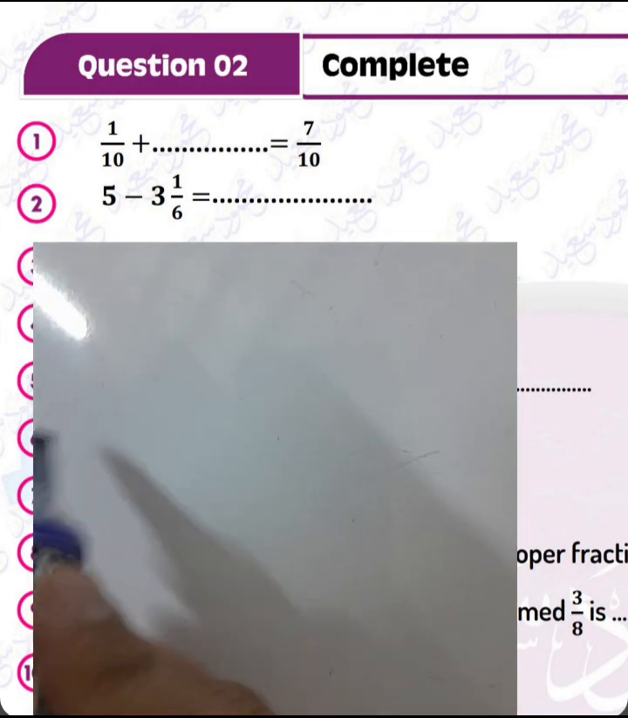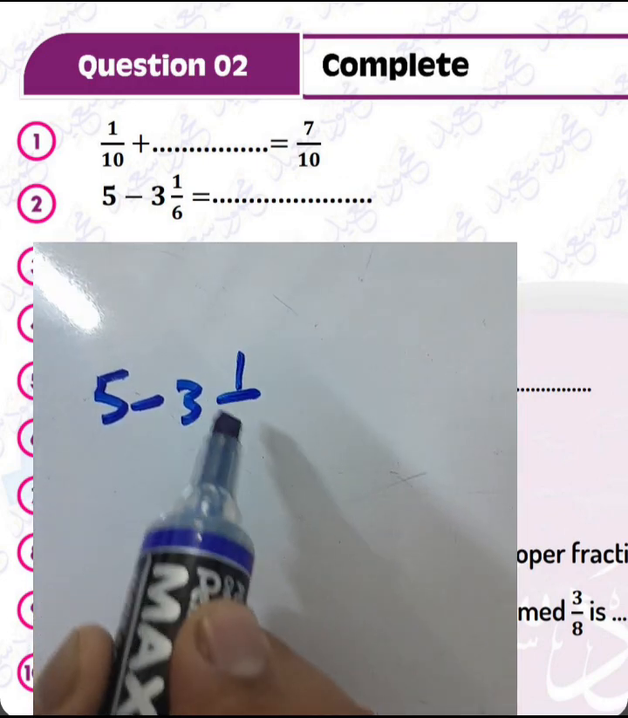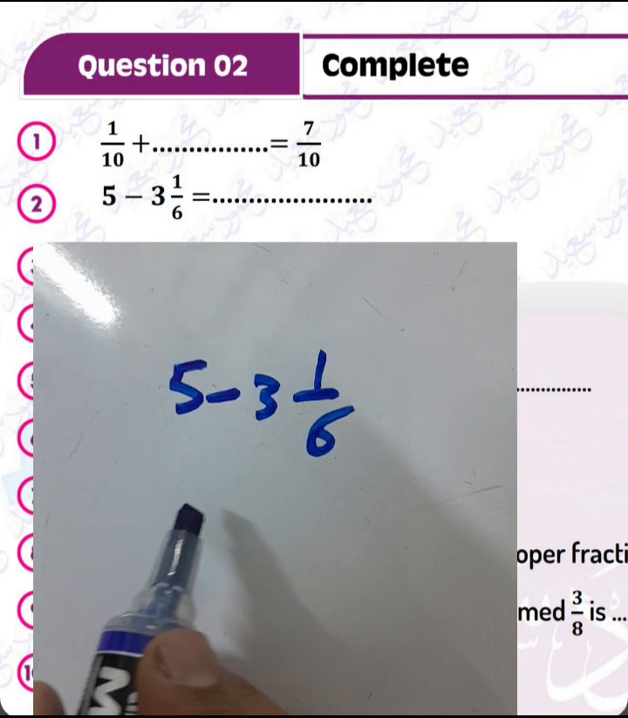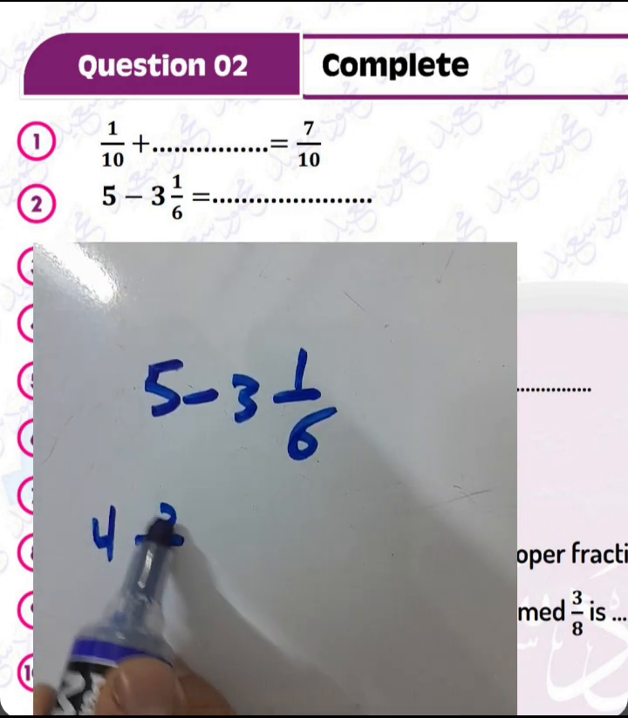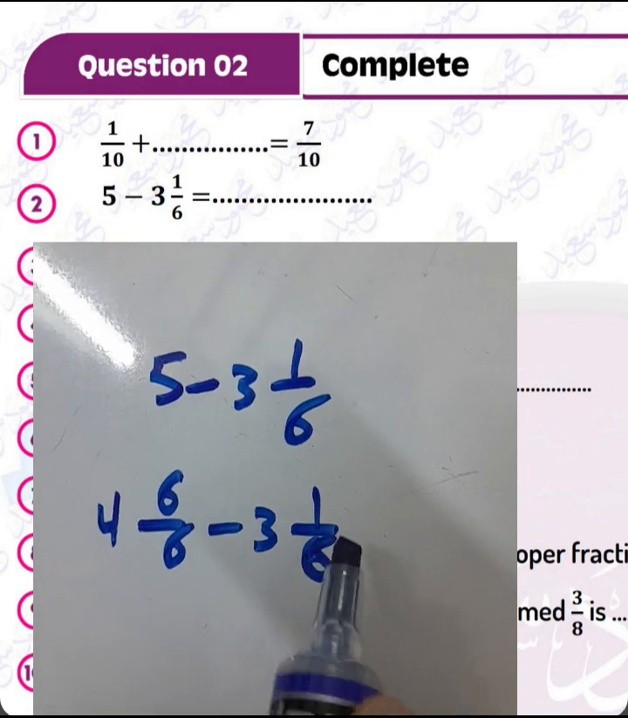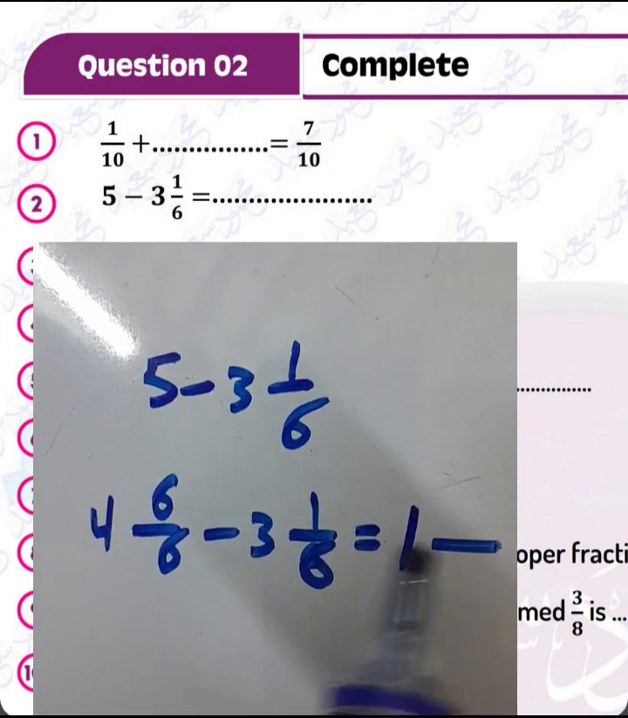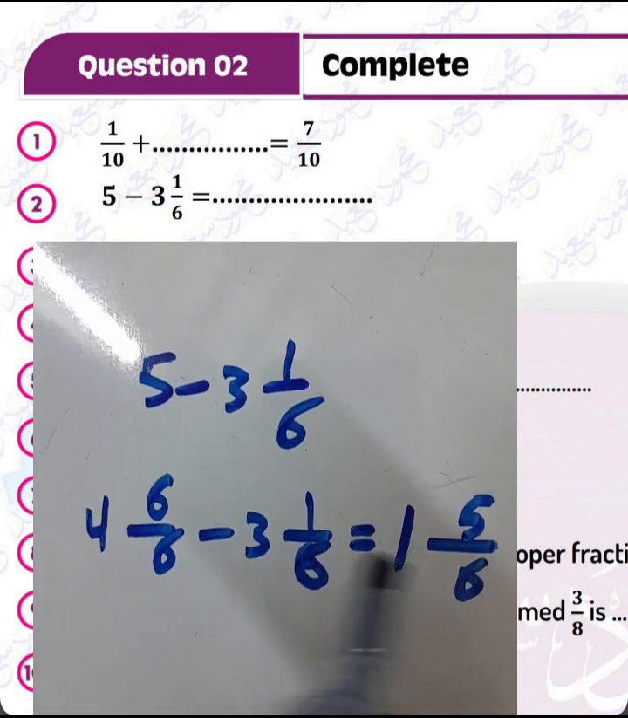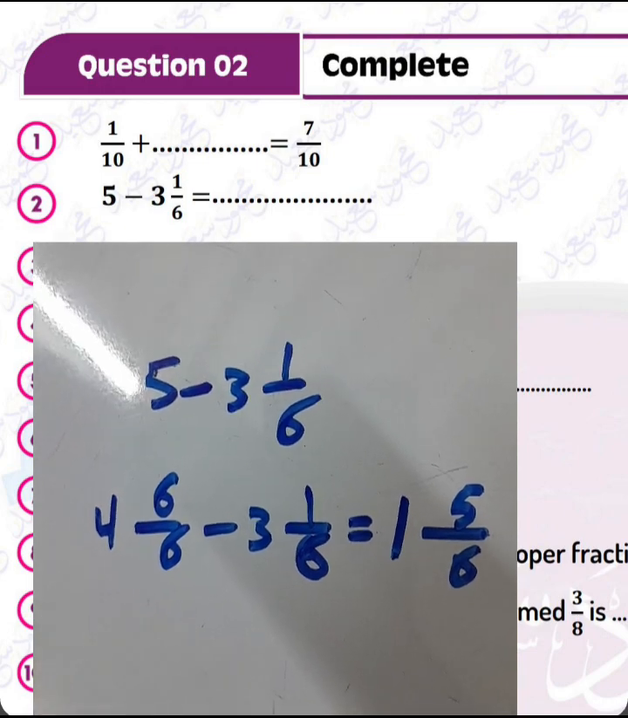5 subtract 3 and 1 over 6. We can write 5 here as 4 and 1 equals 6 over 6. Subtract by 3 and 1 over 6. And then 4 minus 3 equals 1, and 6 minus 1 will be 5, and write 6 in the denominator. The result will be 1 and 5 over 6.